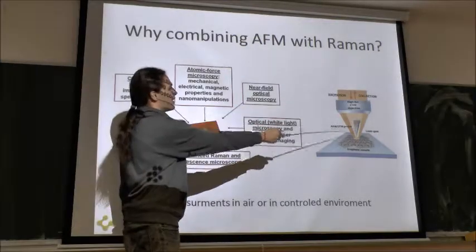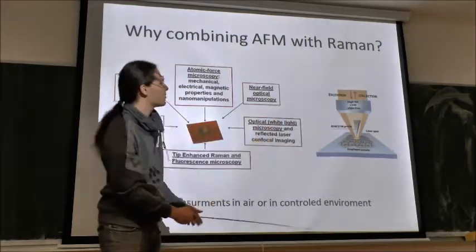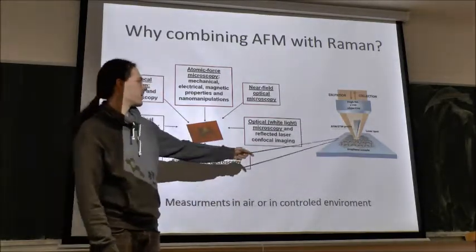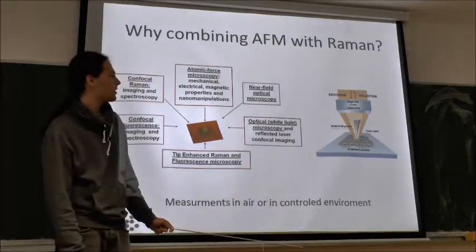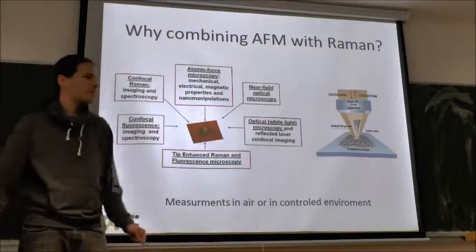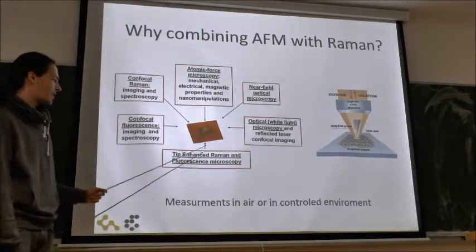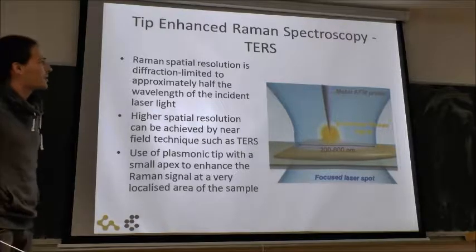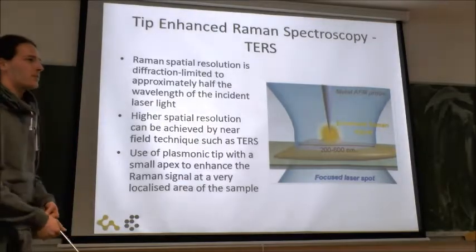Here is how this setup is done. We have an objective, then we shine a laser through it, and we have an AFM or STM probe close to the sample. So we can obtain AFM images and Raman images. We can do the mapping, or we can do this tip-enhanced Raman spectroscopy. That is very interesting because of the resolution that we can obtain with this system.